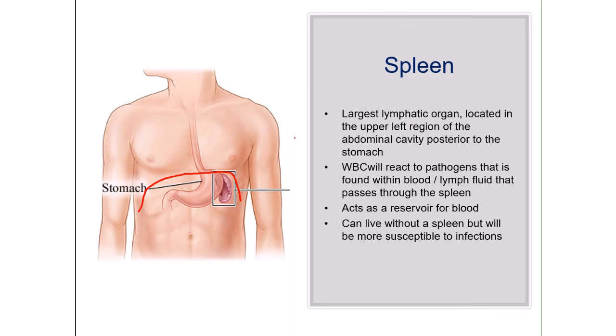A person can live without a spleen. There are certain conditions that require the removal of the spleen. It's called splenectomy. And once you remove your spleen, then of course, as expected, you will be more susceptible to infections.